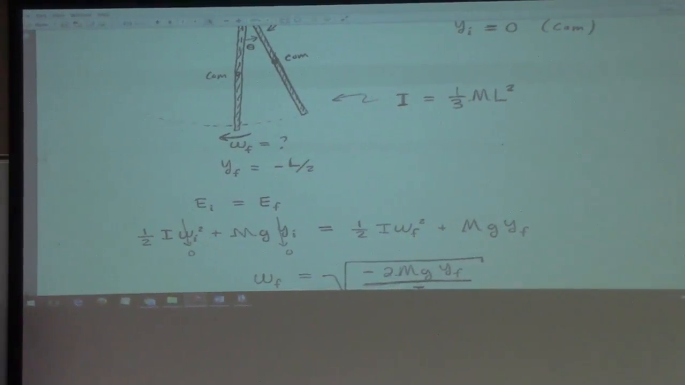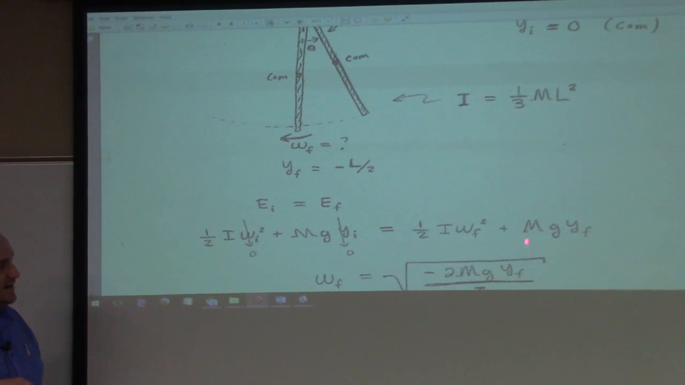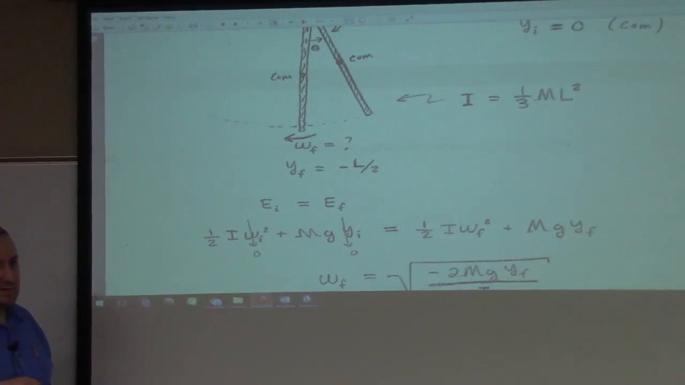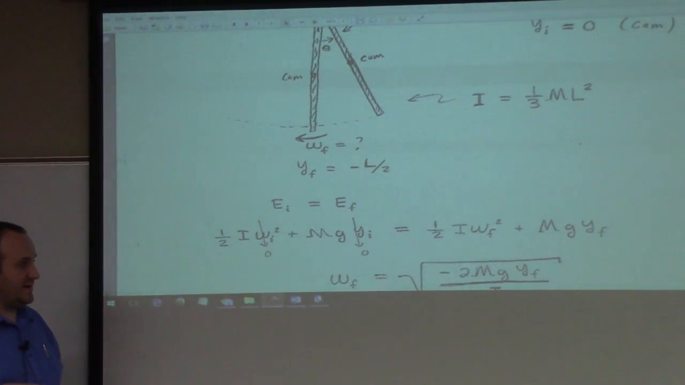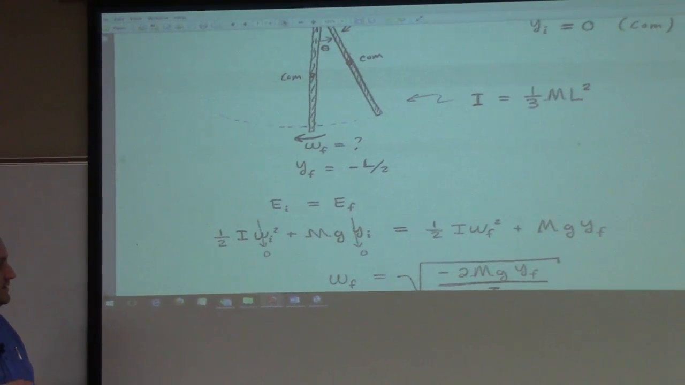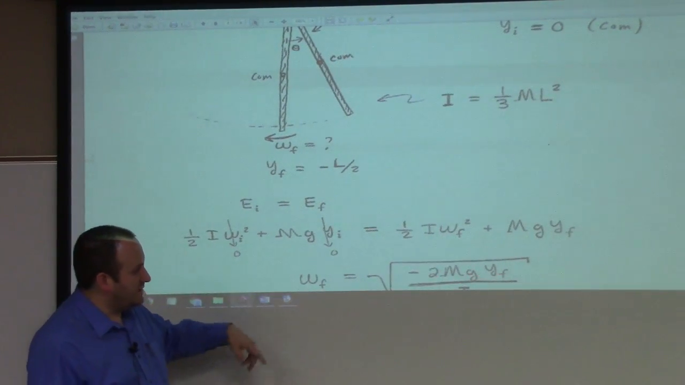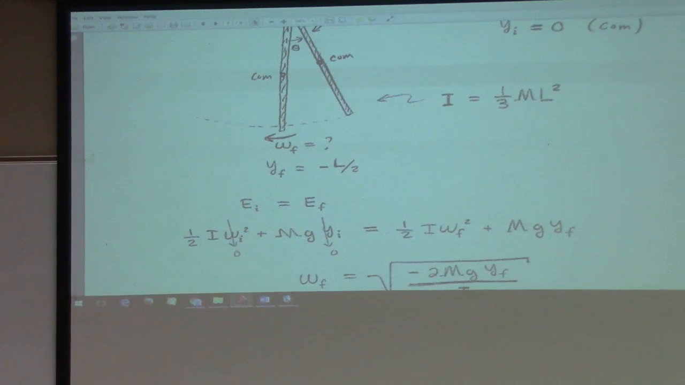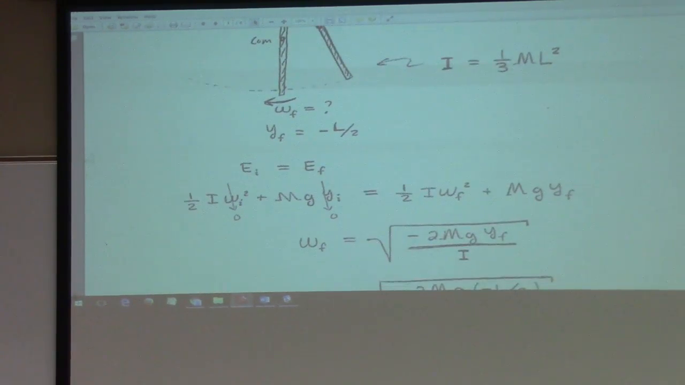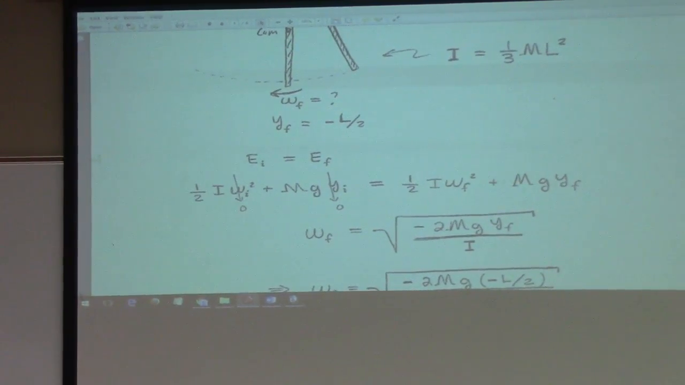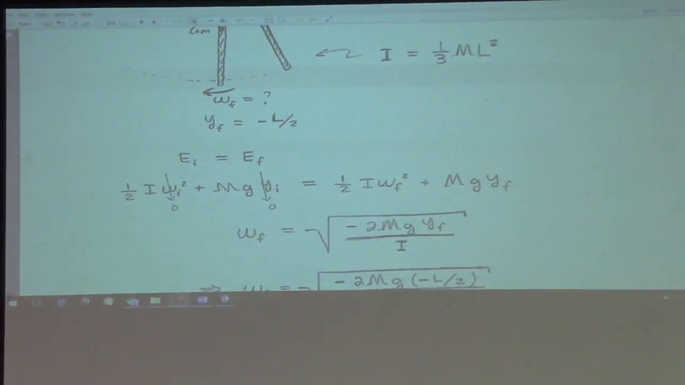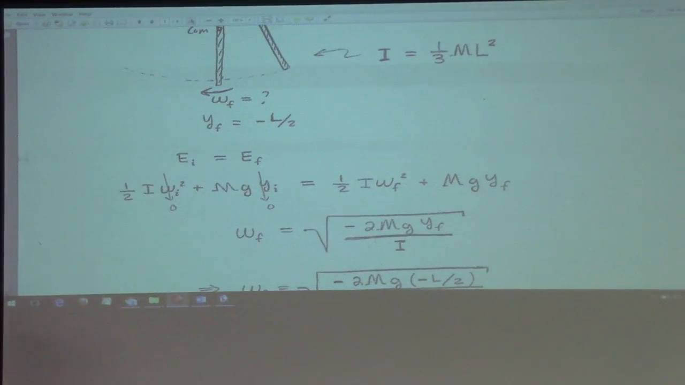At the end, we have some negative potential energy, right? And some positive kinetic energy. And so this is equal to 0. So I can solve for omega f here, and I get this. Well, let me scoot down a bit here. There it is. And that minus makes sense because yf is also minus. So it's minus gives you plus.